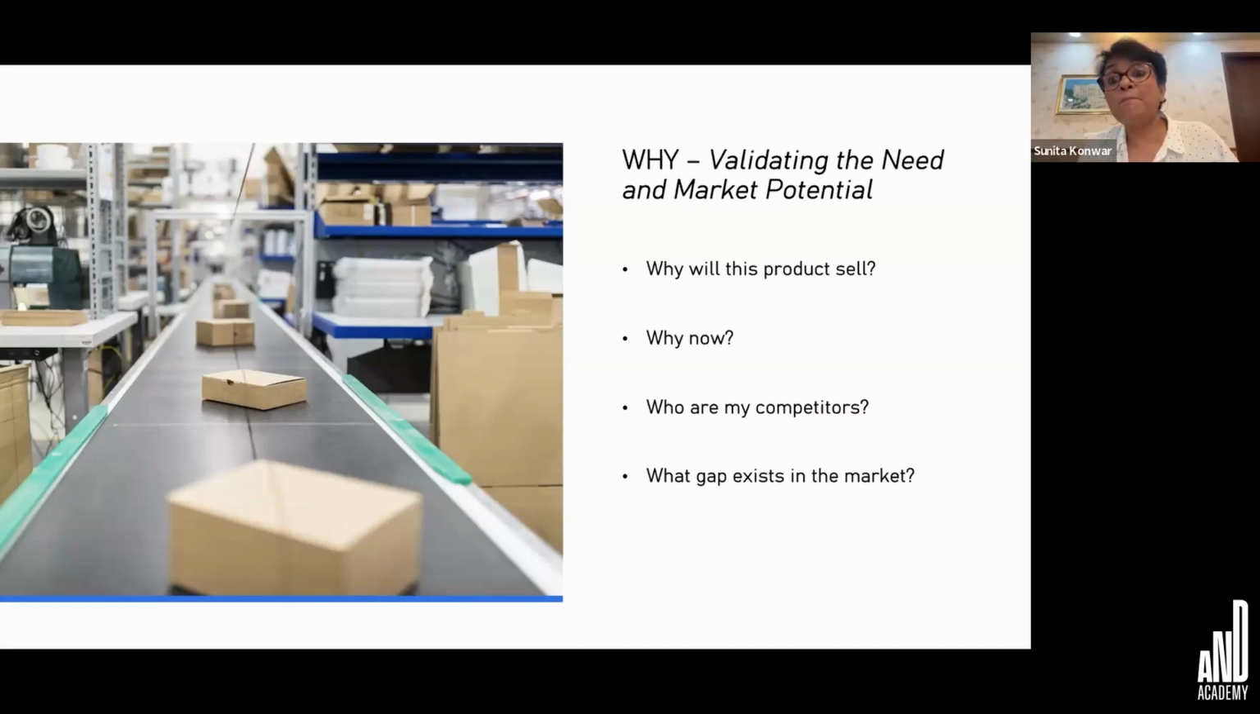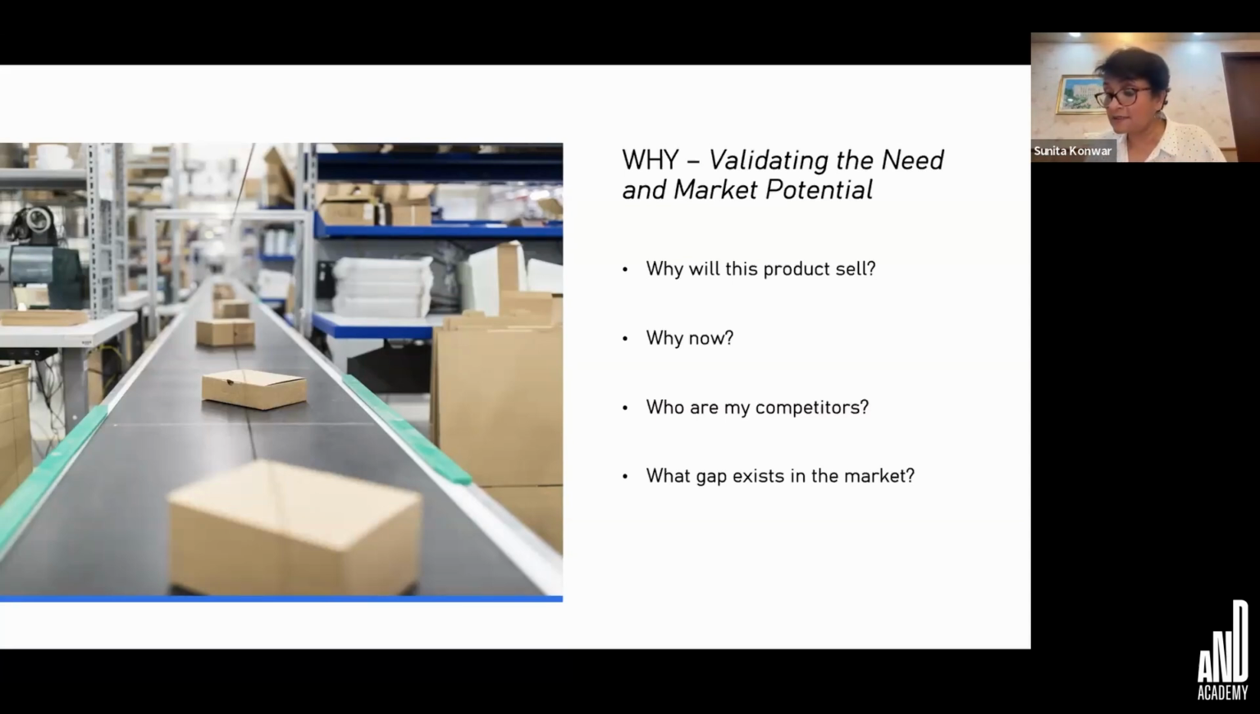Then who are my competitors? How many people are existing in the market with a similar kind of idea? What is their weakness? What is a gap that is existing there? Are they doing well? If not, if there is a gap, how can me entering into that competitor's market, what is going to be my niche? So identifying that. And the last question in why, what gap exists in the market?